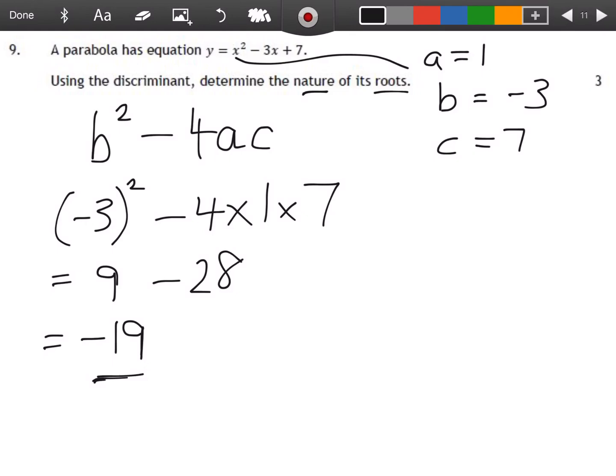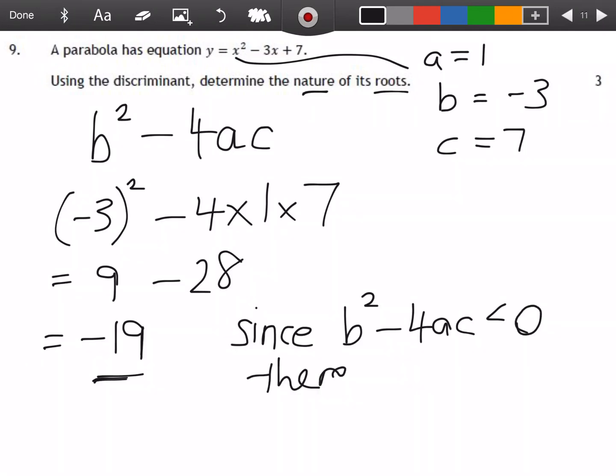Okay? Now the question says you determine the nature of the roots. We're not allowed to just write no real roots here. Okay? The reason there's no real roots is because b squared minus 4ac is less than 0. Therefore, there are no real roots. My writing's messy on this, it's difficult. That's it.